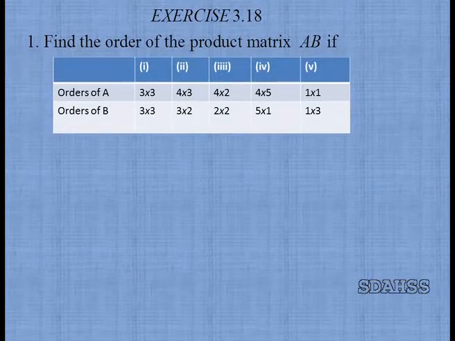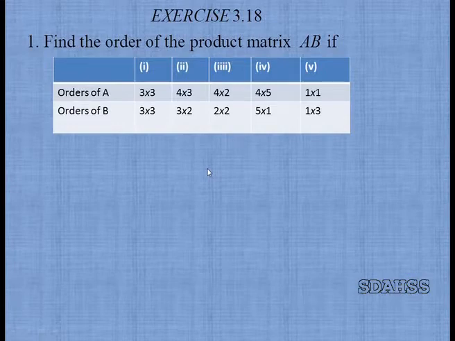Exercise 3.18. First sum. Find the order of the product matrix AB if subdivision 1. Order of A is 3 cross 3. Order of B is 3 cross 3. In order of A, the first 3 refers to the number of rows and the second 3 refers to the number of columns. Similarly, in order of B, the first 3 denotes the number of rows and the second 3 denotes the number of columns.